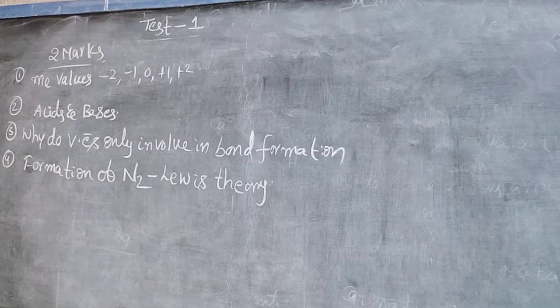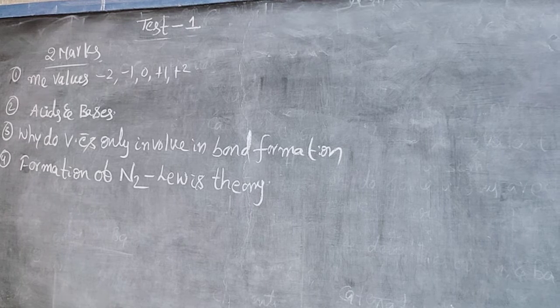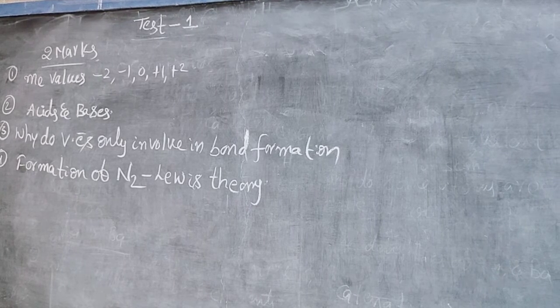Now we are going to explain the 2 marks questions. See the first question. They have given the ml values: -2, -1, 0, +1 and +2. They are asking two questions: first, name the subshell, and second, what is the maximum number of electrons that can be accommodated in the given subshell.